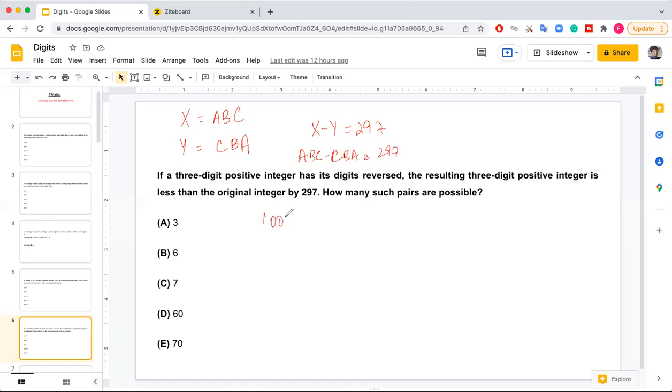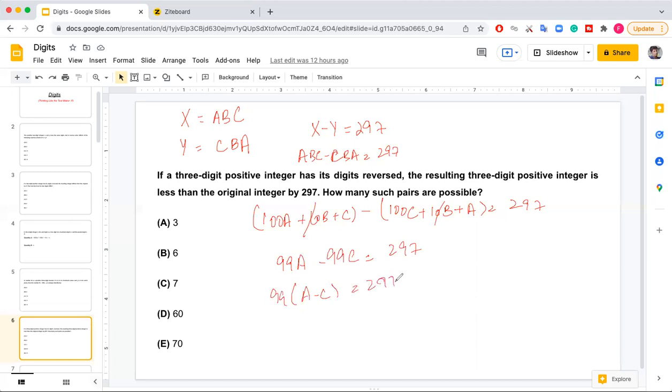If I represent this, that will be 100A plus 10B plus C minus (100C plus 10B plus A) is equal to 297. 10B will cancel out, and this will be 99A minus 99C is equal to 297, and A minus C is equal to 3. Till now, the question is very simple. Now you have to see in what cases A minus C could be 3.